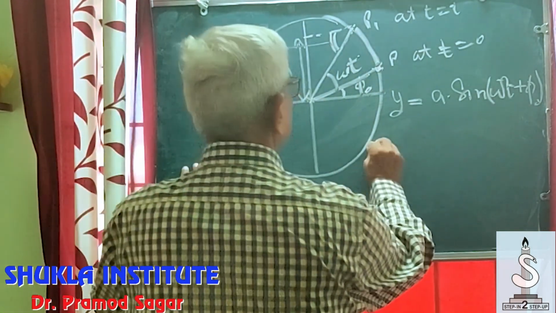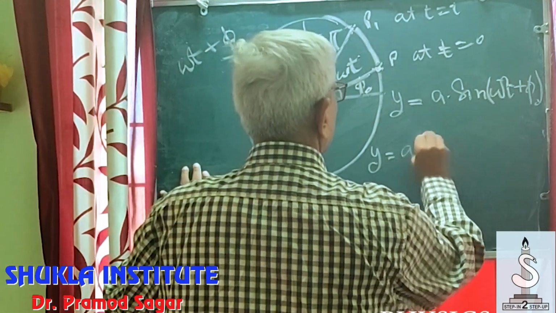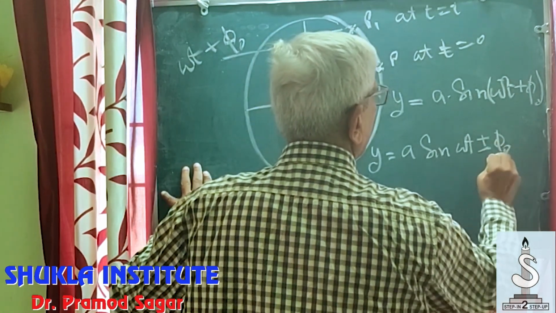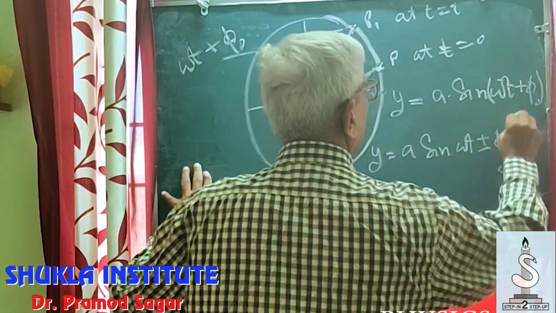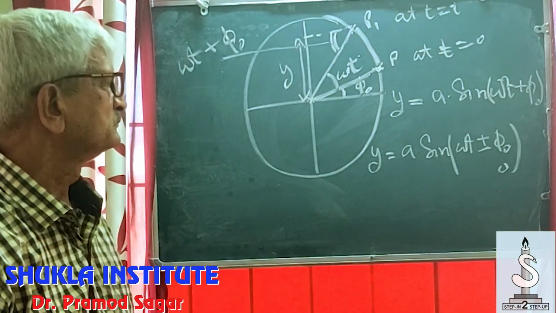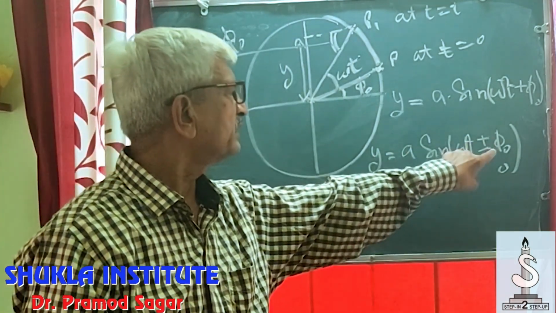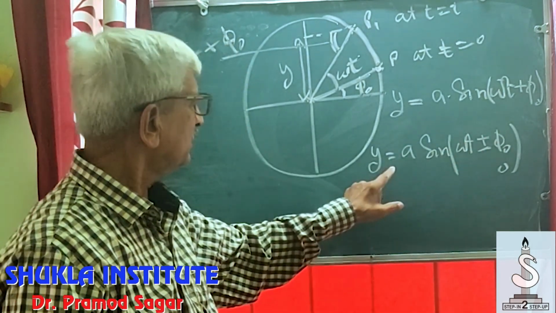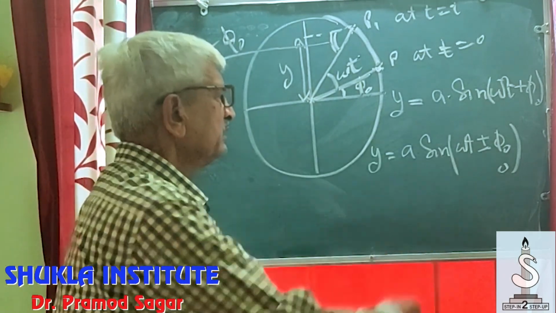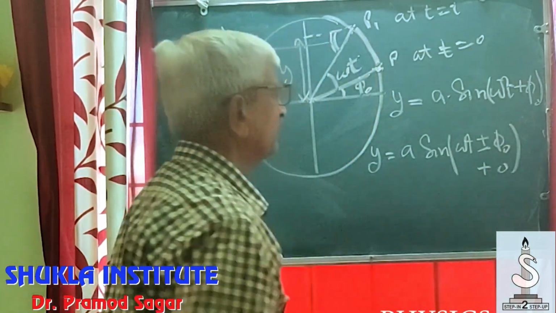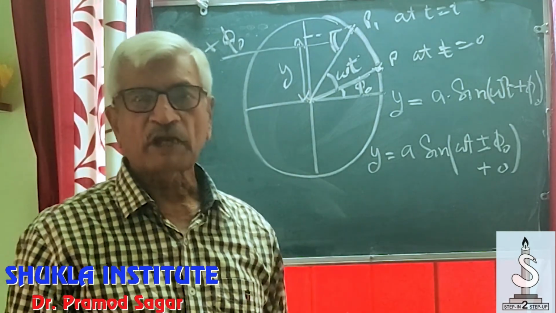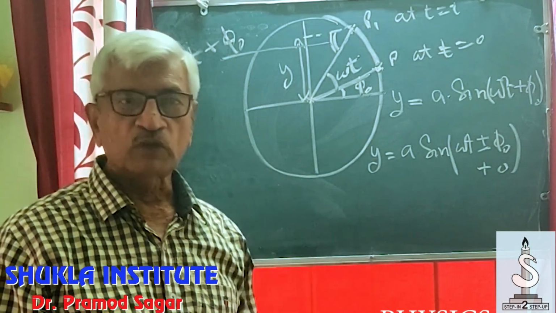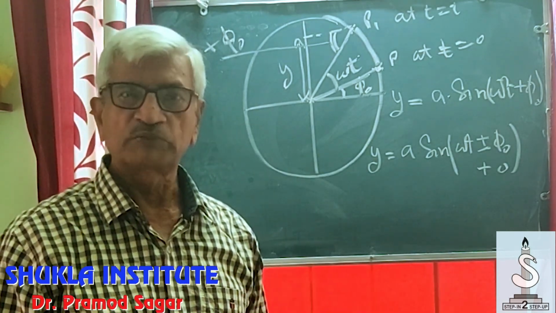Therefore, a general equation should be y is equal to a sine (omega t plus phi naught), or y is equal to a sine (omega t minus phi naught), or y is equal to a sine (omega t plus 0), indicating whether the particle starts above the mean position, below the mean position, or from the mean position.